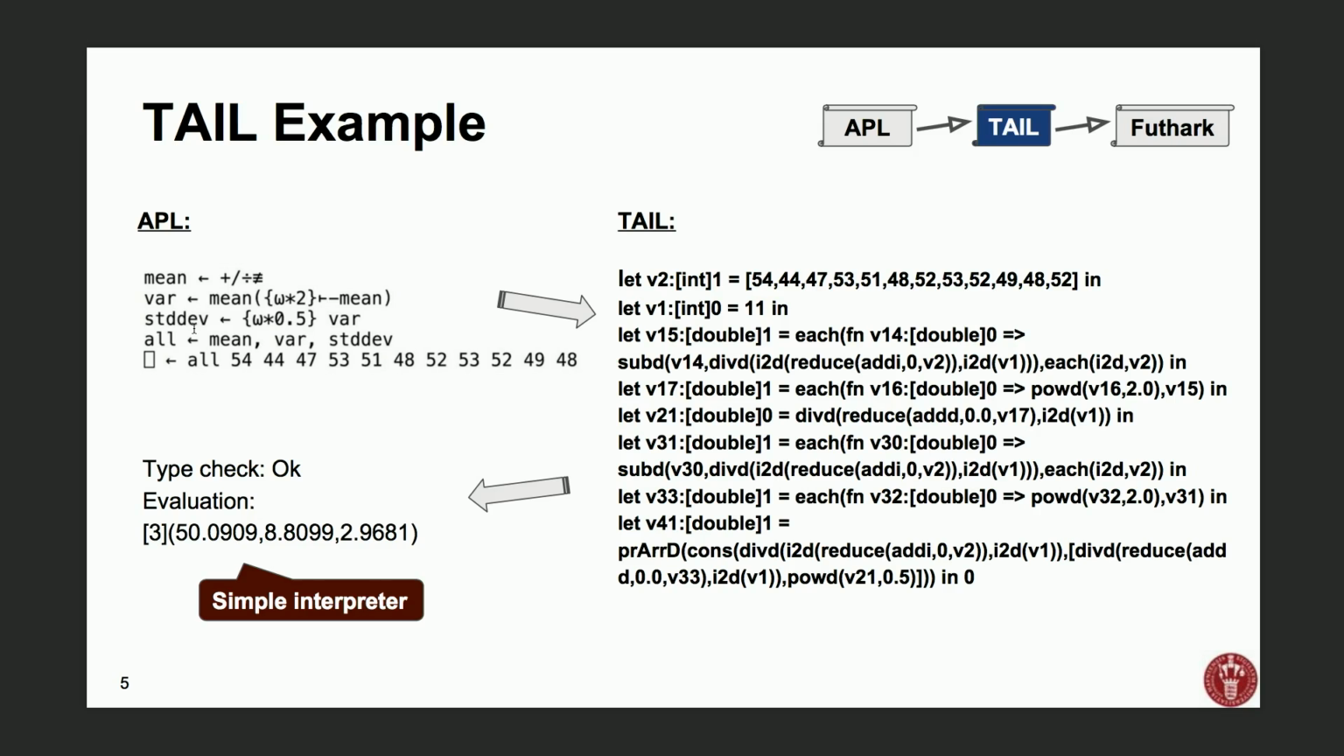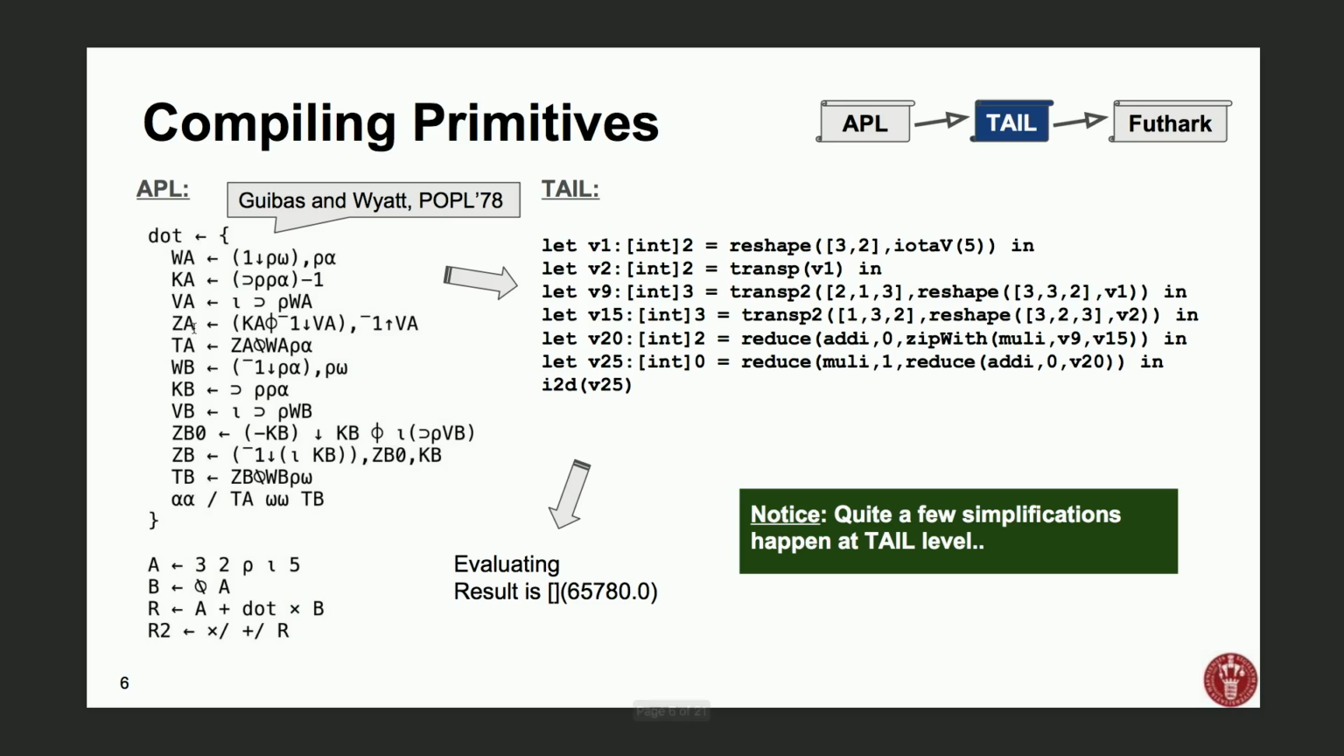So here's a small example, and here we have in APL the mean and the standard deviation, the variance written up, and then this is compiled into TAIL, and then there's also an interpreter, so you can basically evaluate this thing. You wouldn't write your program in this language, of course, but this is a way to understand what is really going on, and you can optimize on this language itself. And a lot of optimizations happen at this level also, I should say. It type checks okay and evaluates, and it returns this array here. So this is just something about the TAIL language.